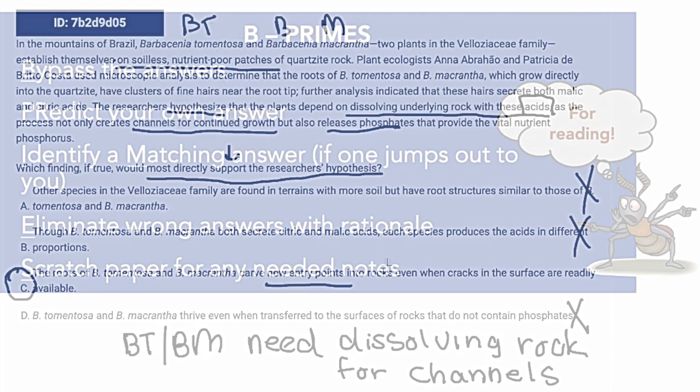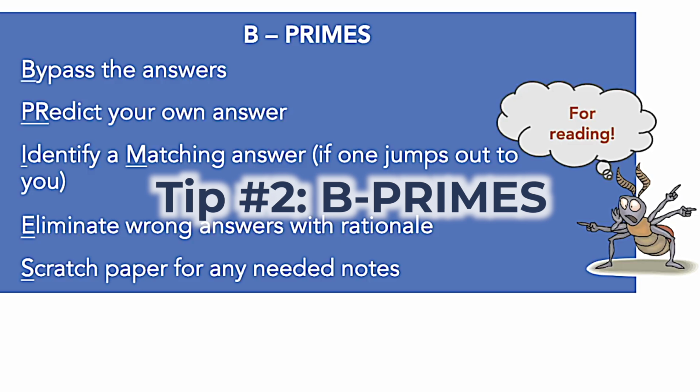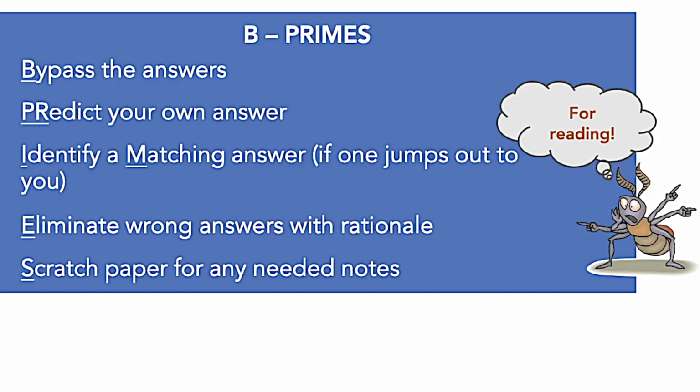Tip number 2 is use the B prime strategy. So what does that mean? Well, it's a nice little acronym to help you remember how to approach most of these reading questions. B, bypass the answers. So don't look at these answer choices until you're ready. Predict your own answer without looking at the answer choices.